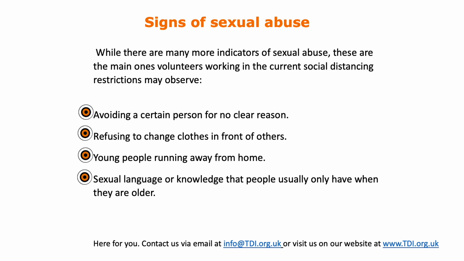While there are many more indicators of sexual abuse, these are the main ones volunteers working in the current social distancing restrictions may observe. People avoiding a certain person for no clear reason. People refusing to change clothes in front of others. Young people running away from home or trying to. People using sexual language or having knowledge that people usually only have when they are older.